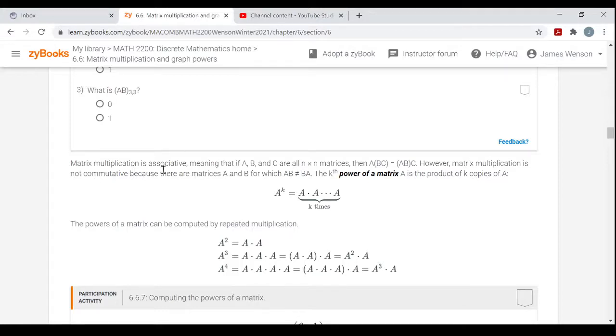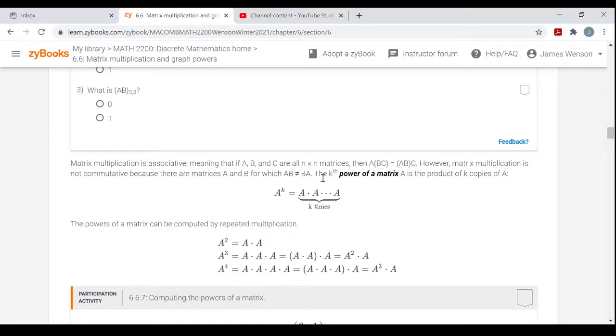So matrix multiplication is associative, right? Meaning that if A, B, and C are all square matrices, then A times the quantity BC is equivalent to the quantity AB times C. Notice the order didn't change, because again, order matters. It's just which two you multiplied first that changed, but you still get the same result. Matrix multiplication is associative, but it's not commutative. I've already shown you that: A times B is not necessarily equal to B times A. So just keep that in mind.